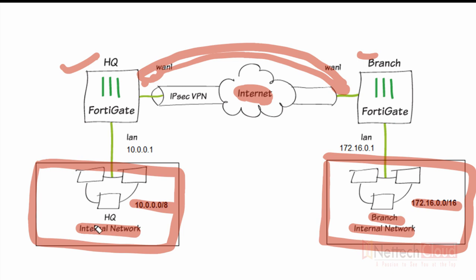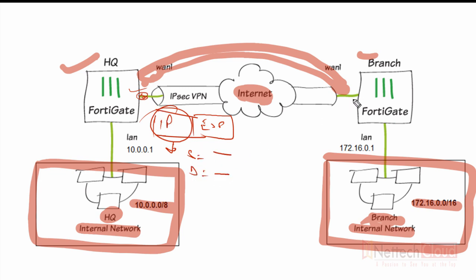Okay, it means users from the headquarter site can now communicate with the branch network using private IPs, because NAT is not required and public IP is not required. Reason: the FortiGate firewall adds an extra header to the original packet, meaning a new IP header and of course an ESP header. The new IP header has source IP as the VPN gateway WAN interface IP, and destination IP as the tunnel termination point, the remote VPN gateway IP address, right?